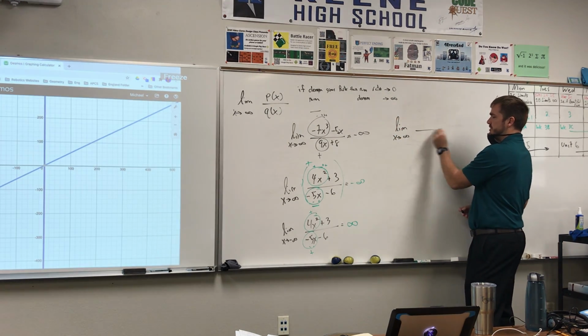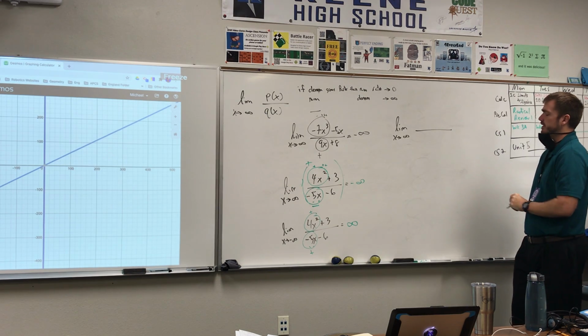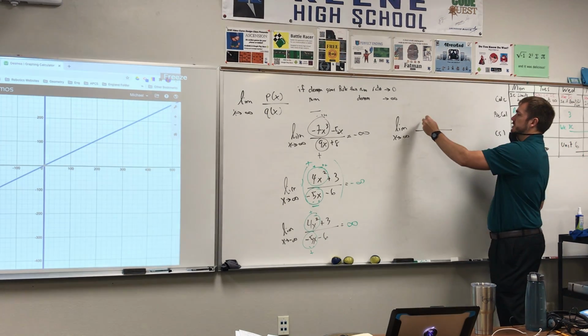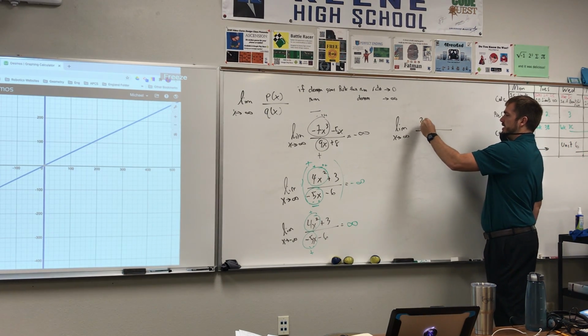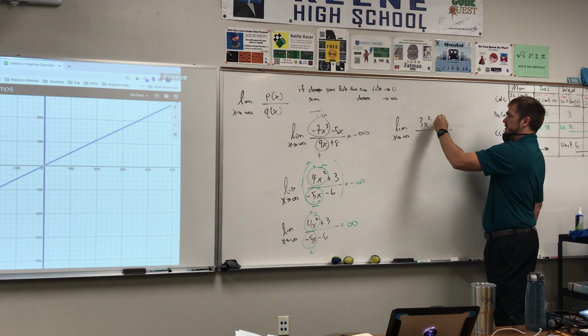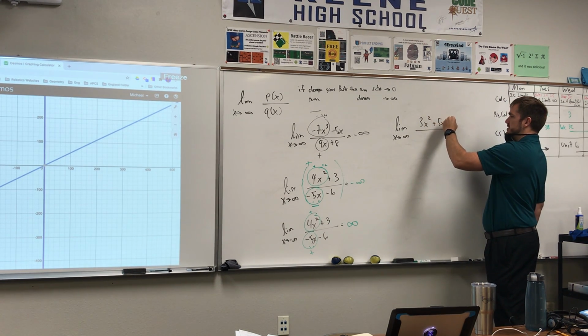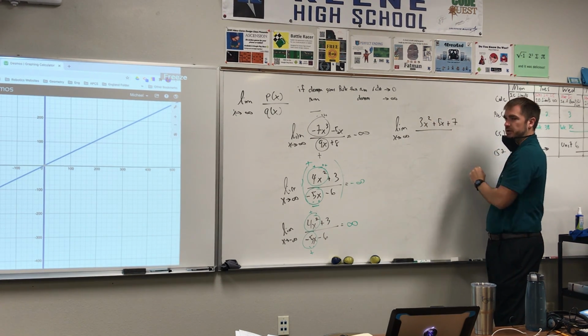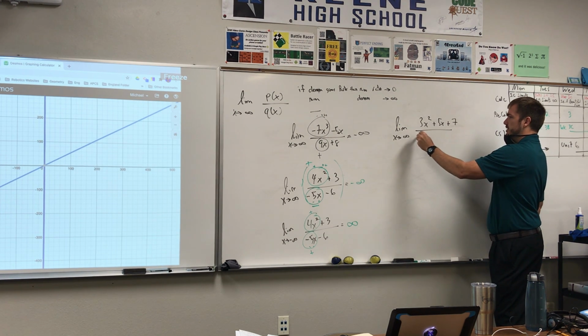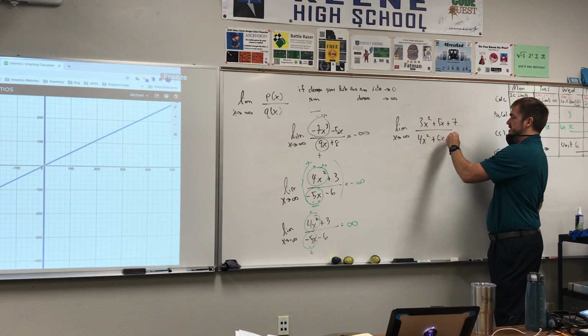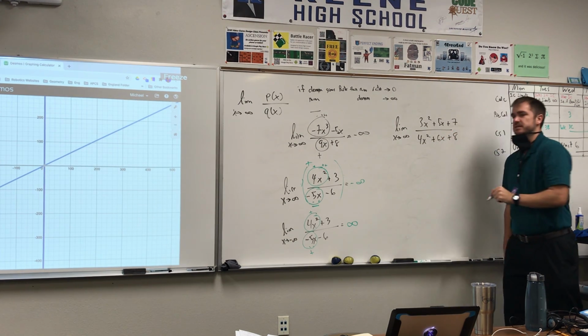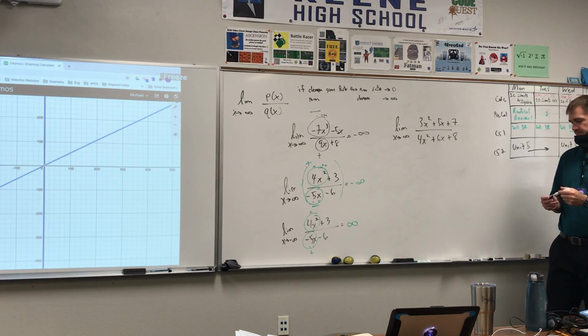Limit as x approaches infinity. Y'all are gonna be like, oh my gosh, Mr. Goddard, this is 3x squared plus 5x plus 7 over, wait for it, 4x squared plus 6x plus 8. Who's gonna win?